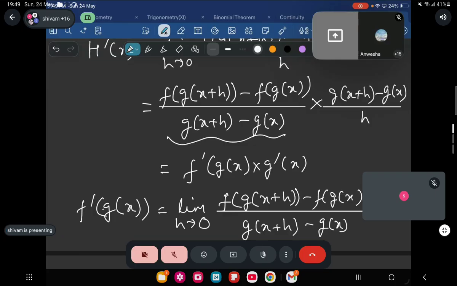Because of the x coordinates, g of x becomes the x coordinate. Exactly. See, in the denominator, in the first principle, we actually subtract the arguments. Over here, what is the argument? g of x plus h minus x. Okay, so we are subtracting the arguments.